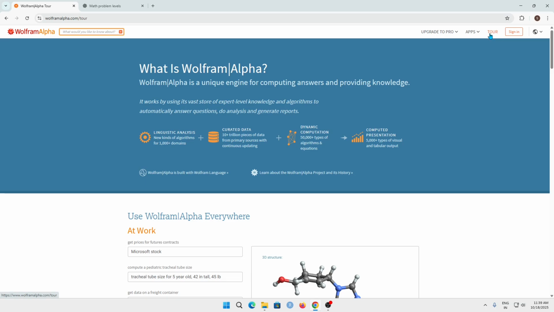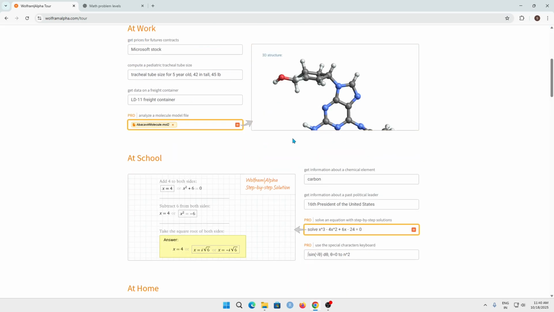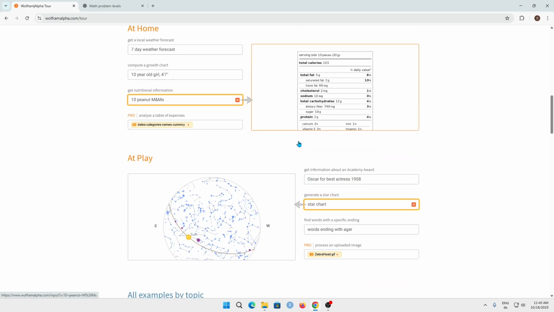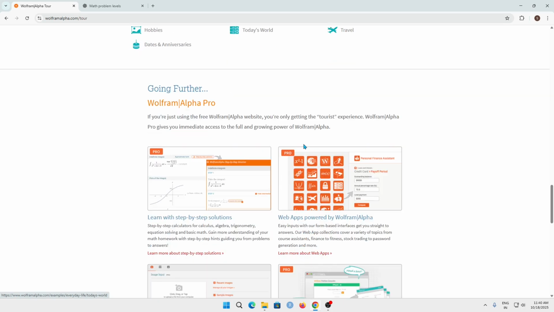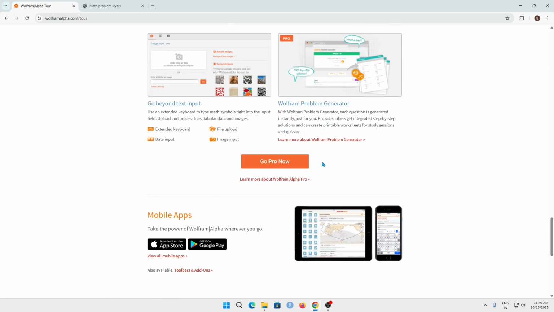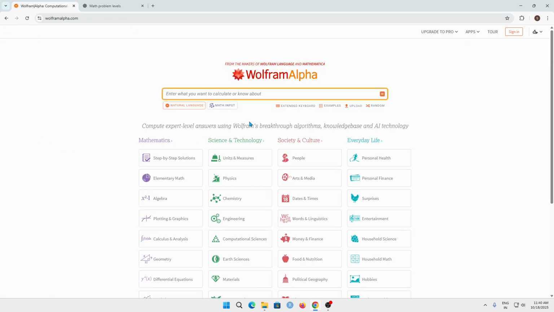On the right hand side you can also click on the Tour button, and it will show you what Wolfram Alpha is. So if you are interested in learning more about this, you can just click on Tour and you will see what Wolfram Alpha is and what it is made for. There are a lot of options and a lot of information over here if you want to check it out, and I'll show you a few more questions which are right over here.